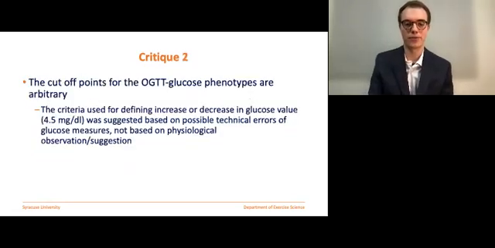Additionally, the cutoff points for OGTT glucose phenotypes are arbitrary. Specifically, the criterion for defining an increase or decrease in glucose value of 4.5 milligrams per deciliter was suggested based on a possible technical error of glucose measures, not based on a physiological observation or suggestion. Hence, if an individual had an increase of 4.3 milligrams per deciliter, say, this would not be considered enough to be a peak, even though there was a rise. This can cause misrepresentation of the data.